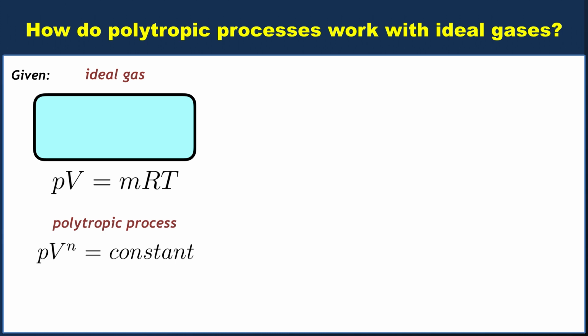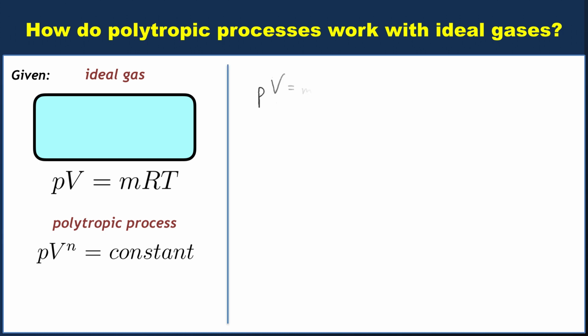So let's combine these, and the goal here is to come up with a relationship between the temperature and either the pressure or the volume ratio. We already know the relationship between the pressure and the volume for a polytropic process, but since we have an ideal gas, we can tie in the temperature too, which of course may be useful. Temperature is a directly measurable quantity.